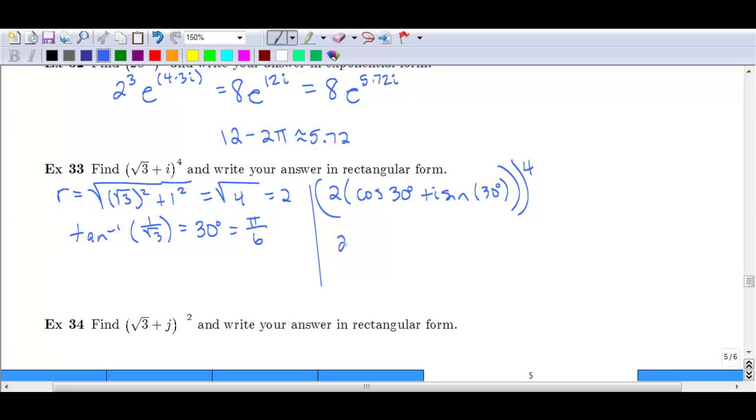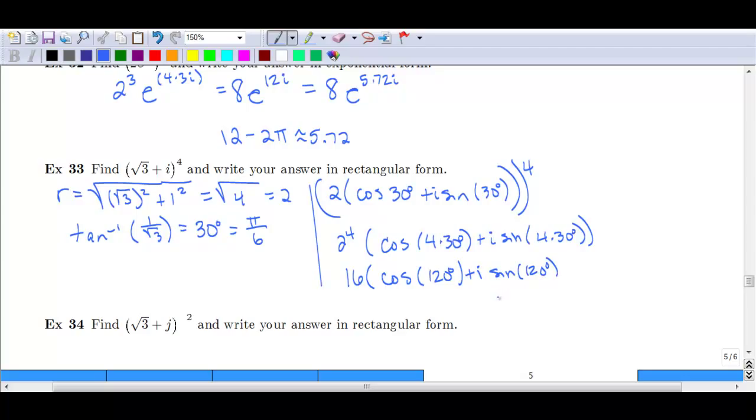And we would raise that whole thing to the 4th, so we end up with 2 to the 4th times cosine of 4 times 30 plus i times sine of 4 times 30. And that ends up being 16 times the quantity cosine of 120 degrees plus i times the sine of 120 degrees. Now, if we put this back in rectangular form, again, distribute: 16 times the cosine of 120 is -8, and 16 times the sine of 120 is approximately 13.9i.